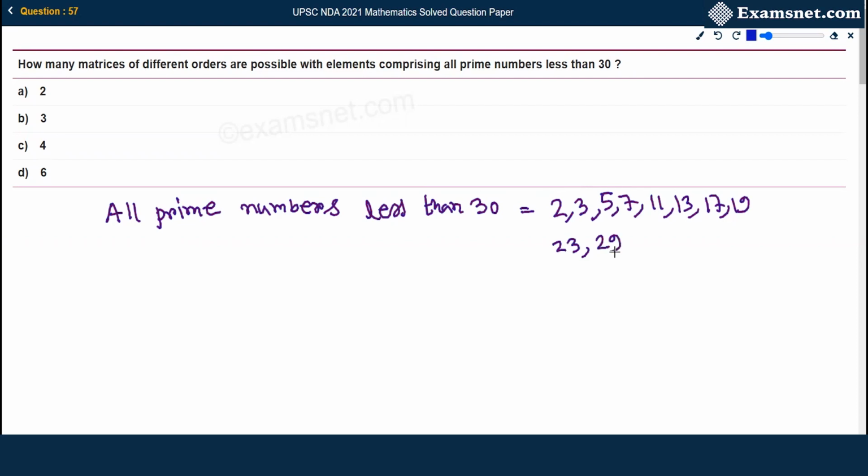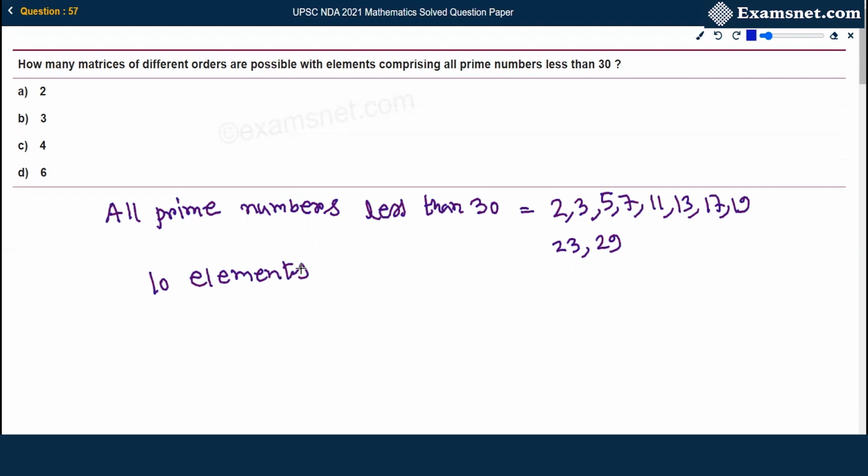Now, how many matrices of different orders are possible with elements comprising all prime numbers? It means with all these numbers, we have to make matrices of different orders. We should take all the numbers together. So how many possibilities are there? How many terms are there? 1 2 3 4 5 6 7 8 9 10. So 10 elements are there. Each and every term is an element, so 10 elements are there.